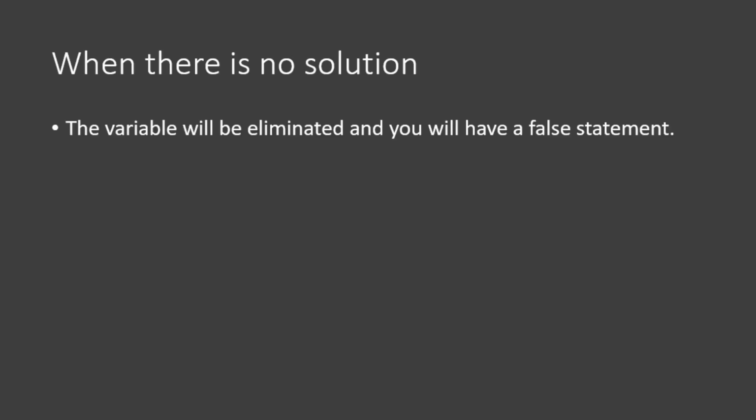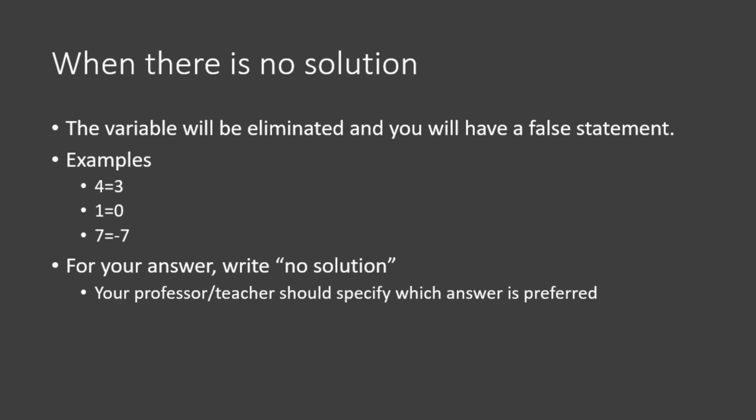So once you're done processing your equation, the variable will be eliminated, and you'll be left with a false statement. These will look like things like 4 equals 3, 1 equals 0, or 7 equals negative 7. And this means that any value you input for x will lead to an unbalanced equation. There is no solution. So for your answer, you would write no solutions. Your professor or teacher might have a preference on this, so you should speak with them about it.